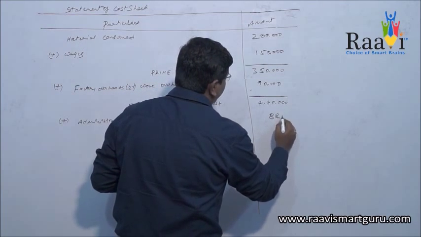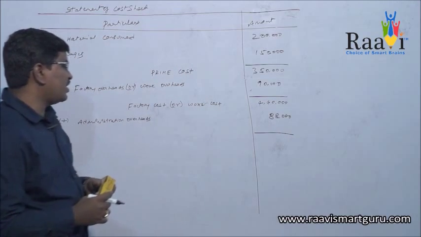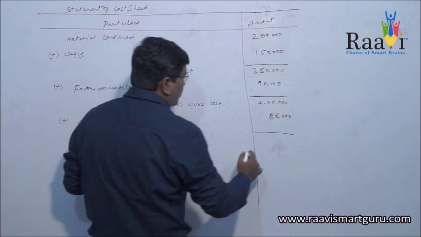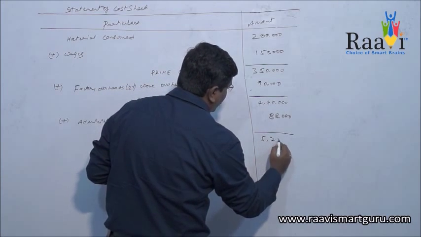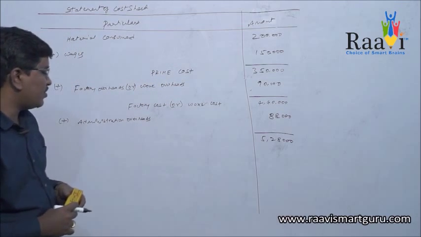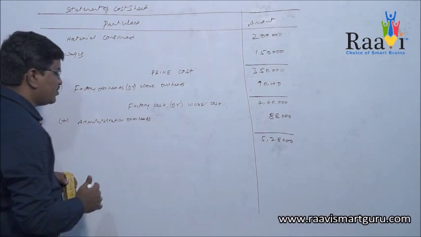If you add this 88,000 to your factory cost, that is 4,40,000, then you will be getting a value of 5,28,000, and this particular 5,28,000 should be considered as total cost.